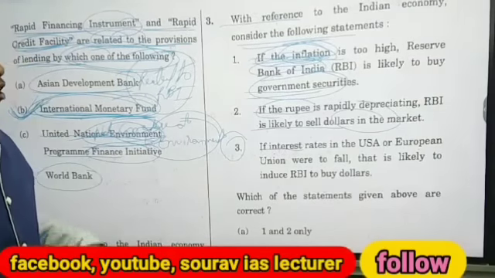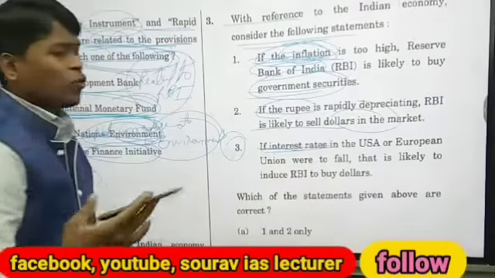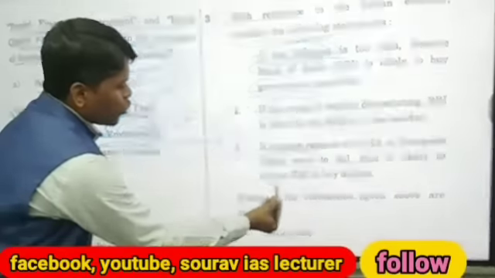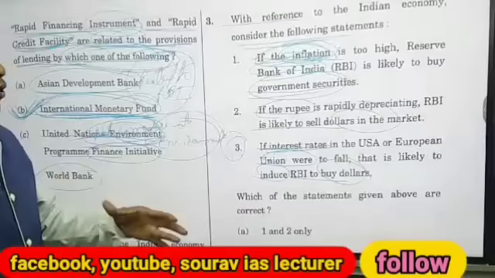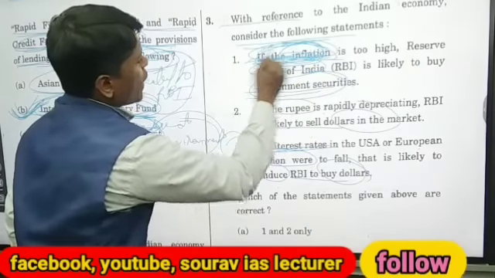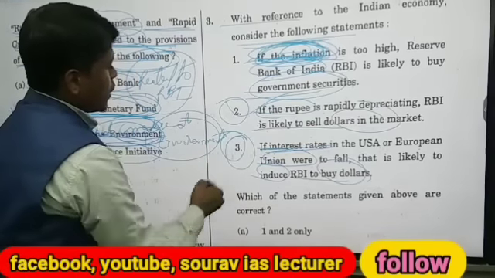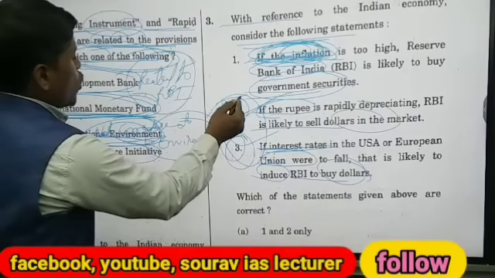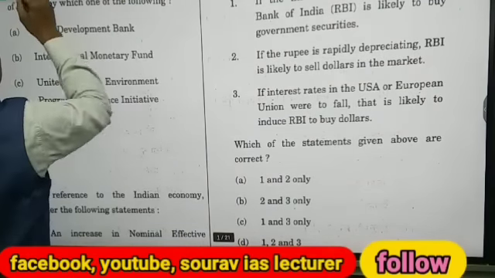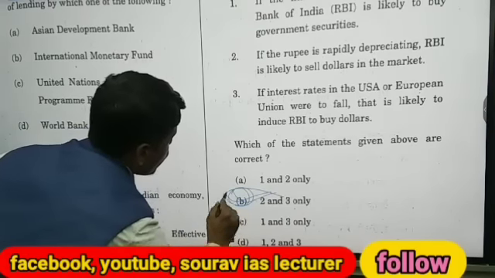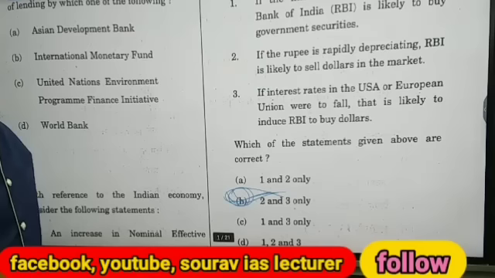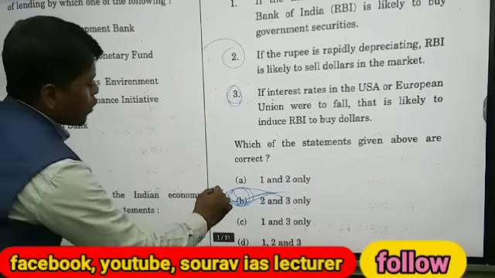Three, if interest rates in the USA or European Union were to fall, that is likely to induce RBI to buy dollars. These are related to RBI, not inflation. So statement one is not correct; statements 2 and 3 are correct. Correct option B. If the rupee is rapidly depreciating, RBI is likely to sell dollars in the market.